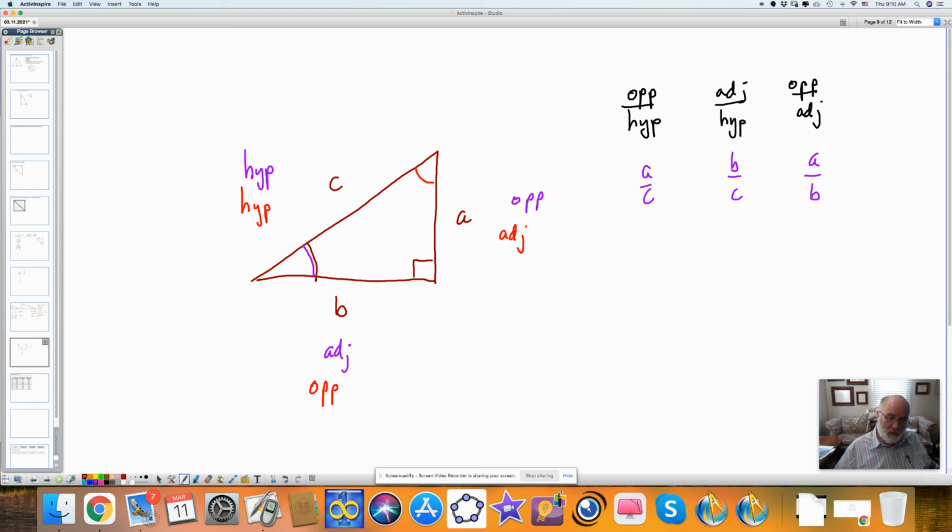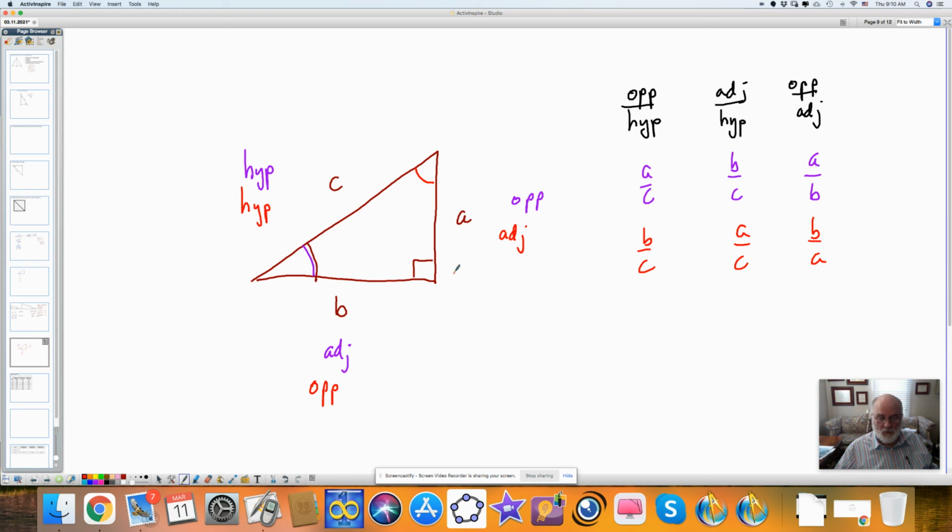For the red one, for this angle, it's going to be the complement. Notice these two have to add up to 90 because this is 90. These have to add up to 90, since the total is 180. For this red one, the opposite would be B over C. Hey, that's the same as that. The adjacent would be A over C. Oh, that's the same as this one. And this one would be B over A, which is this guy flipped.